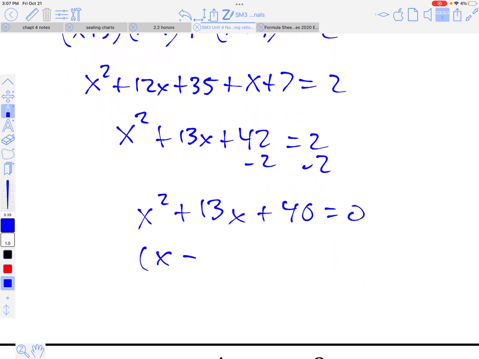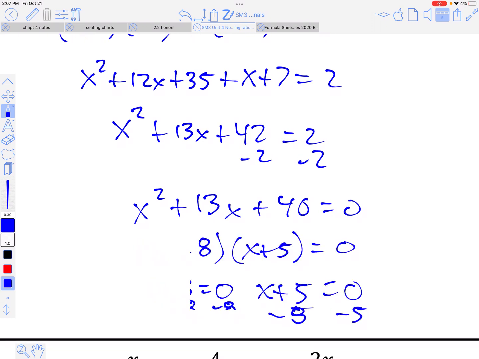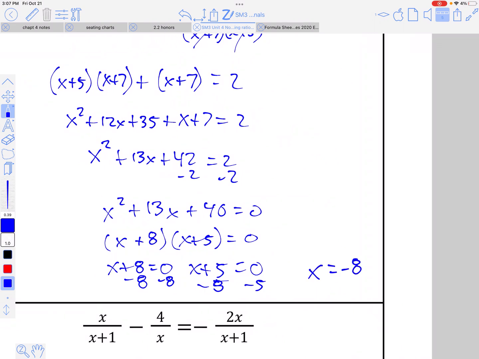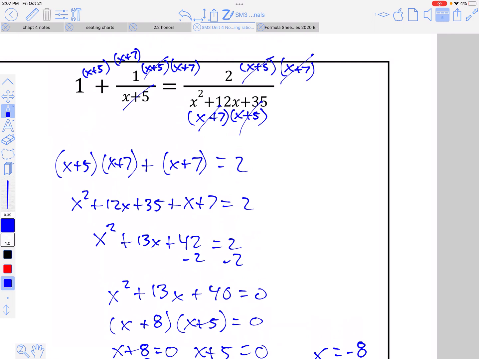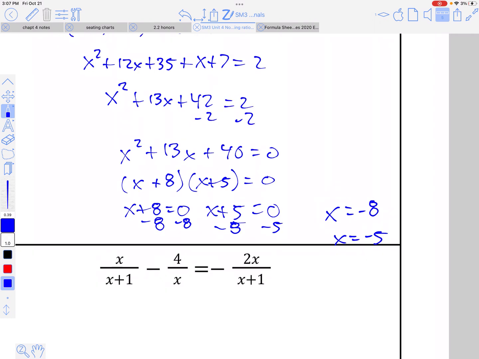Then I'll factor that. Use the zero product property. And then solve those. So we have x equals negative 8, x equals negative 5. Remember, check your excluded values. So the excluded values are x cannot be negative 5 or negative 7, which means actually negative 5, you're no good to us. So the answer there is negative 8. All right, a few more examples.